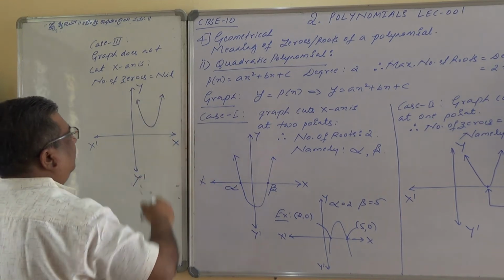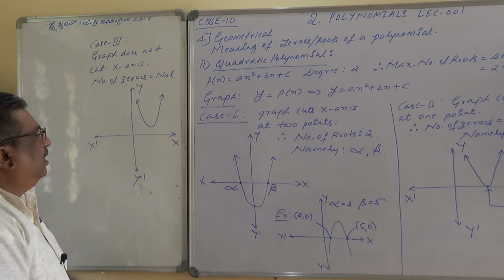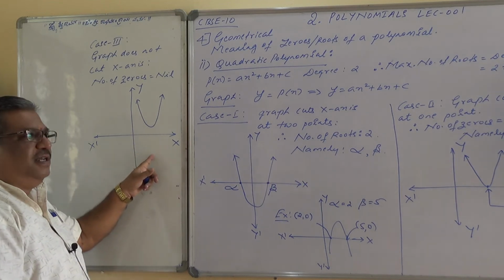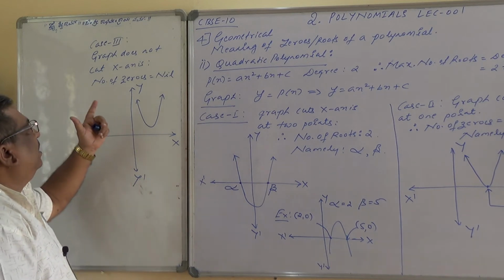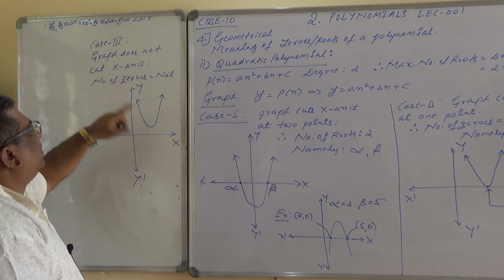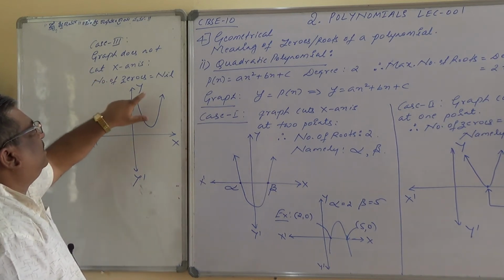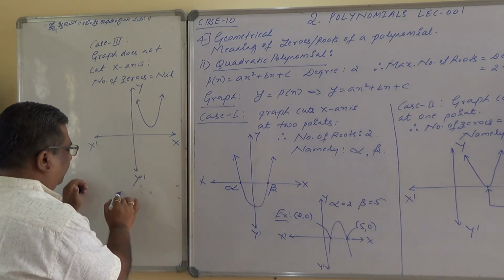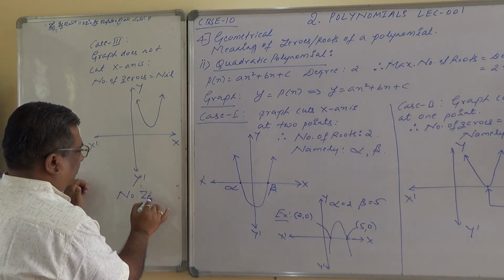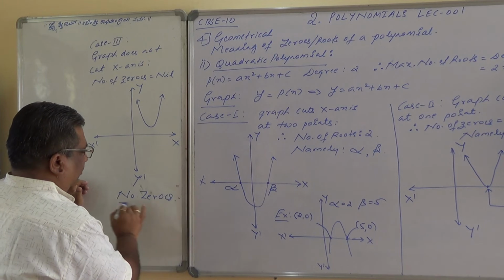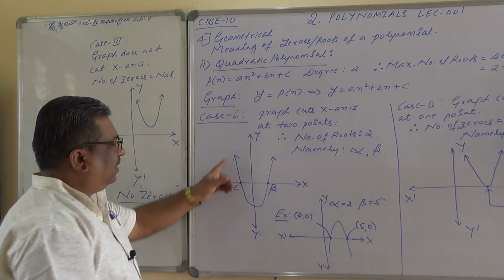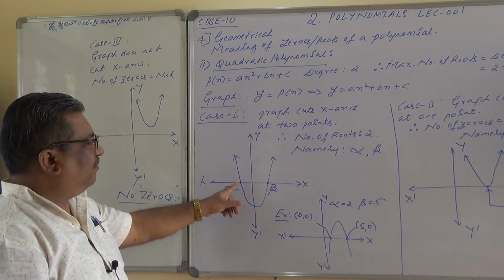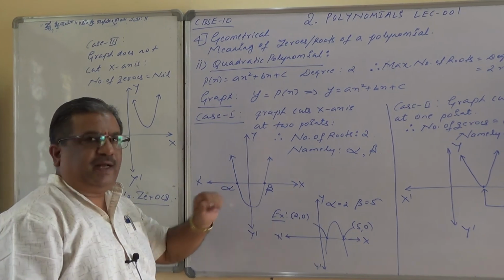this is the graph of a quadratic polynomial. Here, is it intersecting with the x-axis? There is no intersection at all, and therefore in this case, when the graph does not cut the x-axis, number of zeros is nil, no zeros. So see here, from case 1 the graph can intersect at 2 points, therefore 2 zeros, namely alpha and beta, we can write it.